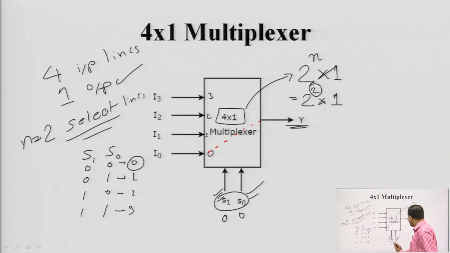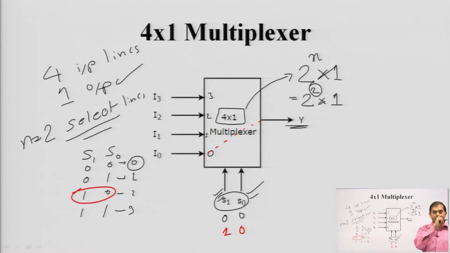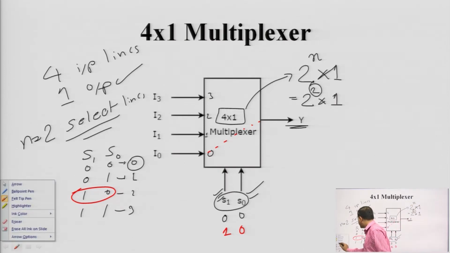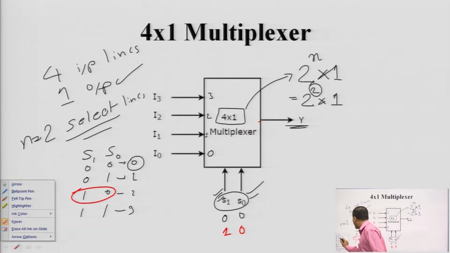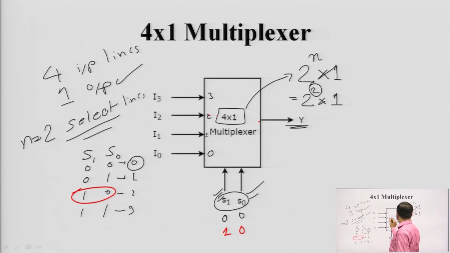Now, if we put S1 S0 at 1 0, 1 0 is nothing but 2 in decimal. So, for 1 0, which one will be connected? For 1 0, the output will be coming from this input. So, it is the work of select lines to select the proper input, and that input will be channelized through the output line. This is actually the concept of a mux.